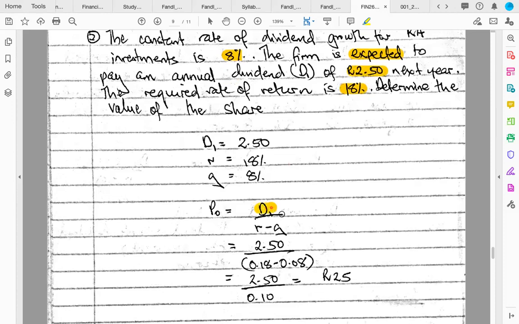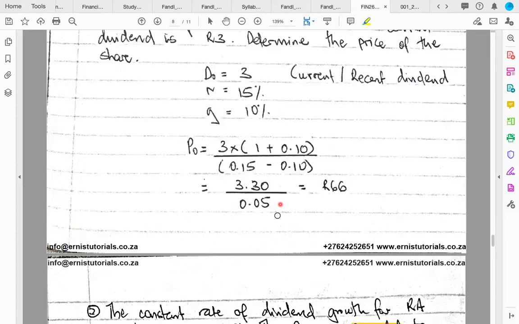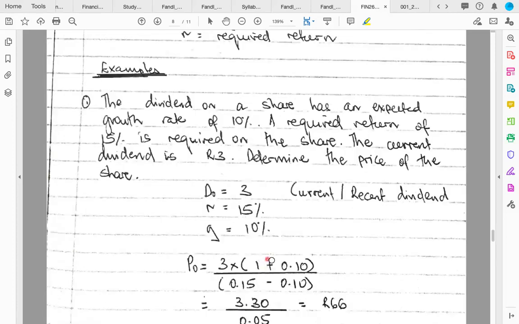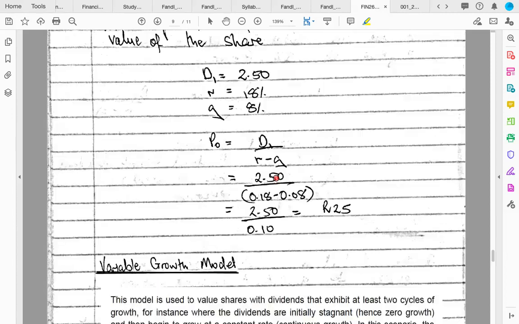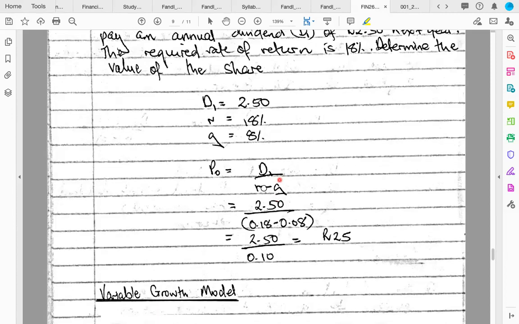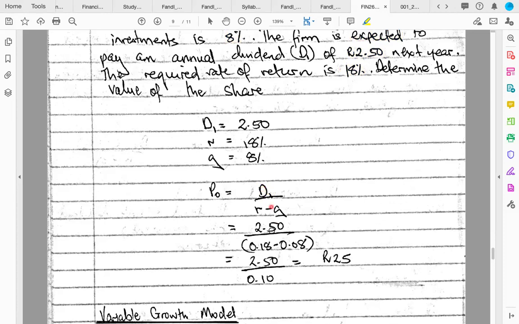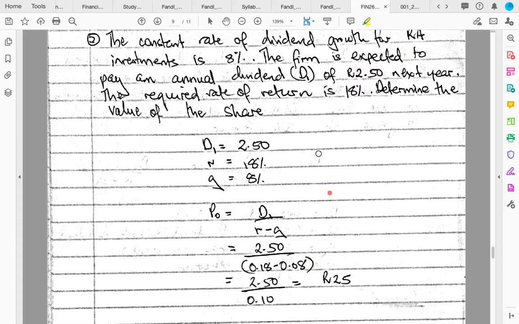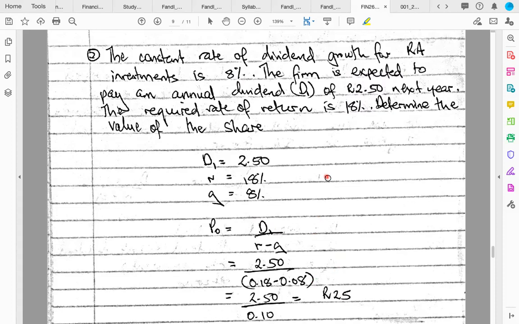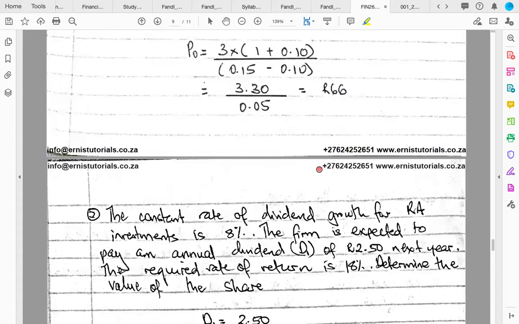So now we have D1. We don't have to multiply by 1 plus G. So when we had the current dividend or the recent dividend, we had to multiply by 1 plus G. However, when we have the expected dividend or the dividend to be paid next year, we don't have to multiply. We just take D1 over R minus G. We get 2.5 over 0.1, giving us 25 Rand. Okay, so that's important. We're going to look at how these questions can also be asked differently in the next class. But yeah, I'm just introducing you to the basics.